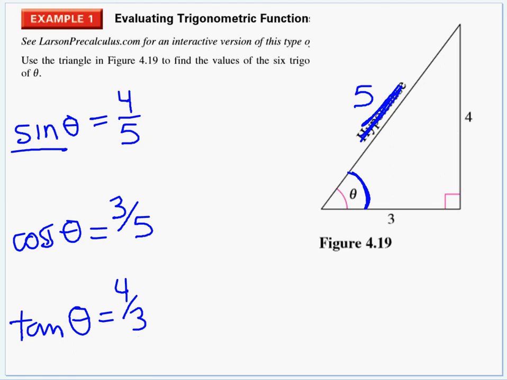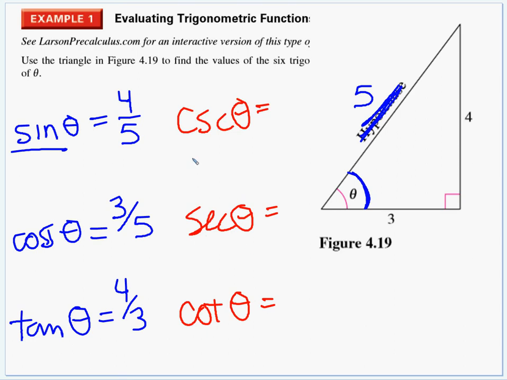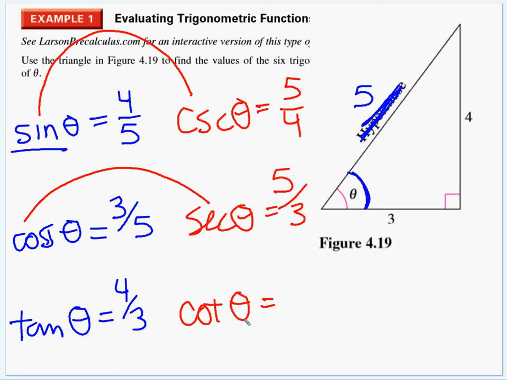Now that we've got the first three, we can find the reciprocals: cotan theta, secant theta, cosecant theta. And I wrote them like this because sine and cosecant are reciprocals. If sine is 4/5, cosecant is 5/4. Cos and secant are reciprocals. If cos is 3/5, secant is 5/3. Just turn it upside down. Tan is 4/3, so that means cotan is 3/4. So there are all 6 trig functions from angle theta's perspective.